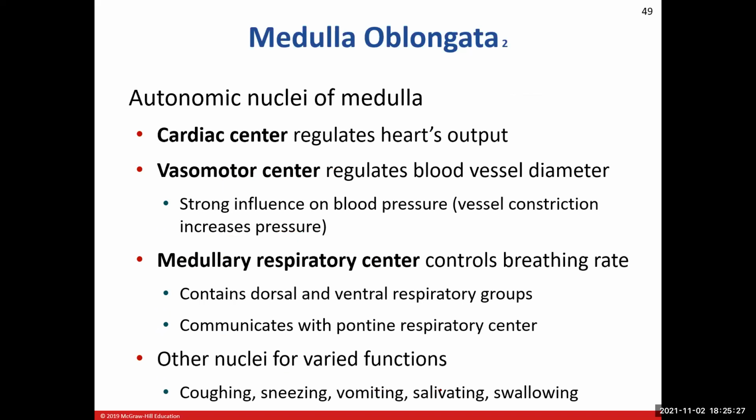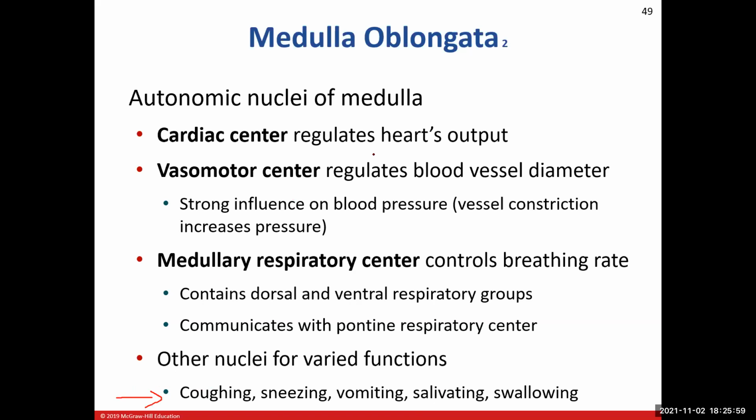Now let's get to the good stuff. Not that any of that stuff wasn't good stuff, but I like talking about the autonomic nuclei. Okay? These are going to be part of your autonomic nervous system, your autopilot nervous system, stuff that is going on as you're sitting here listening to me, as you're sleeping, all right? Well, your cardiac center, vasomotor center, our medullary respiratory center, and look at all these other centers that are located here in the medulla oblongata.